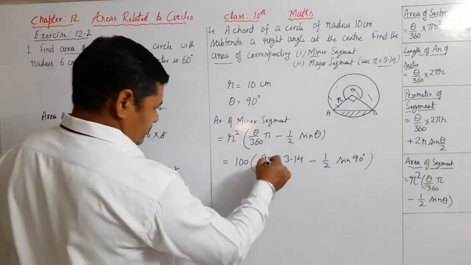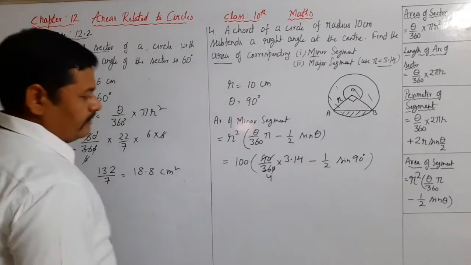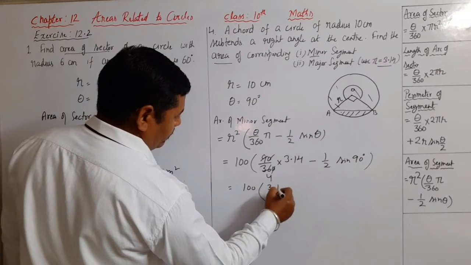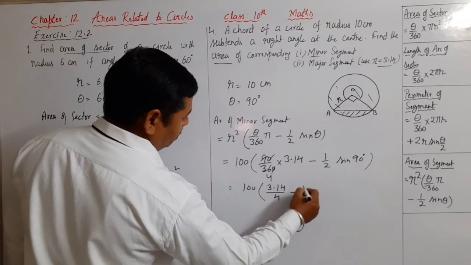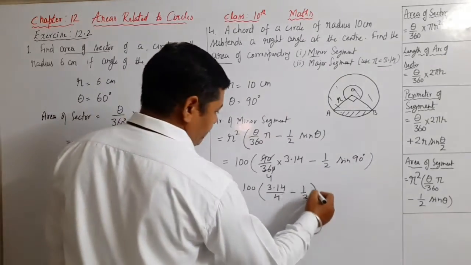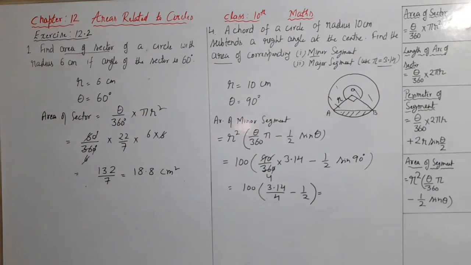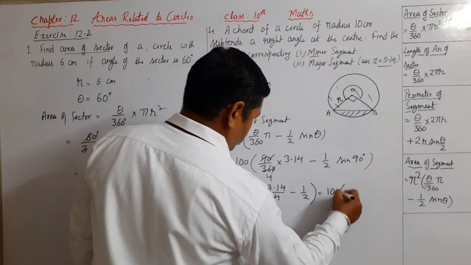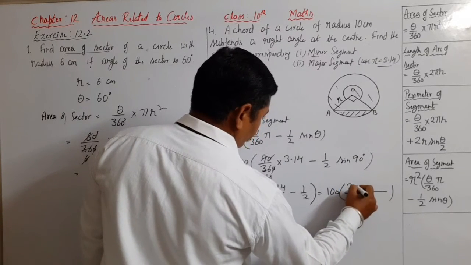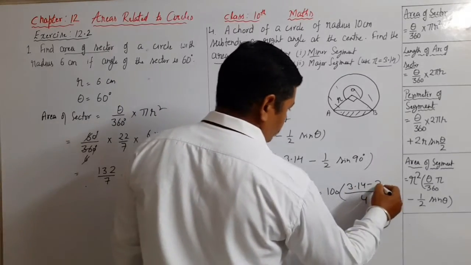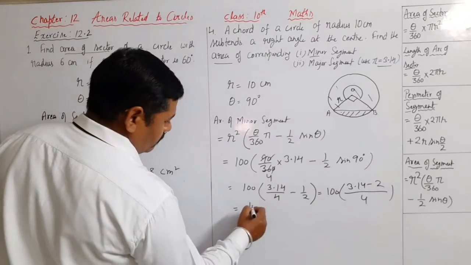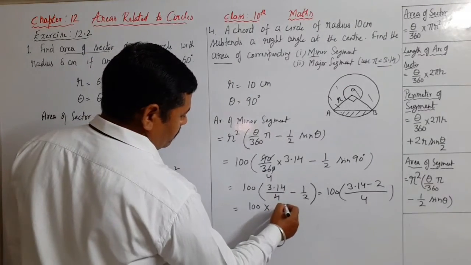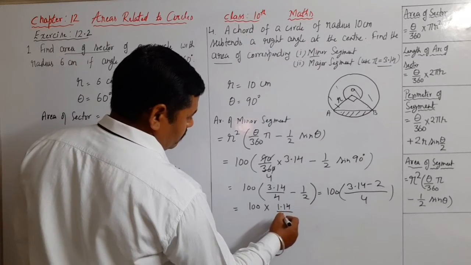So 0 cancels 0, 9 fours are 36. 100 into 3.14 upon 4 minus 1/2 sine 90, whose value is 1. So for 4 we can take LCM: 3.14 as it is, 2 twos are 4, minus 2, is equal to 100 into 3.14 minus 2, which is 1.14, upon 4.